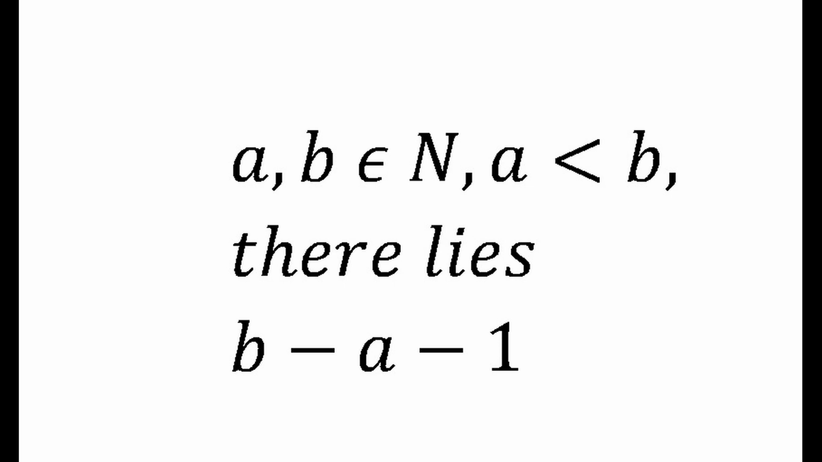So for any given whole numbers a and b, where again a is less than b, there lie b minus a minus 1 whole numbers between a and b. Similarly, you can take an example of any whole numbers. Whole numbers are the natural numbers including 0.